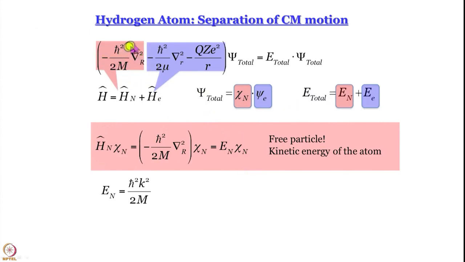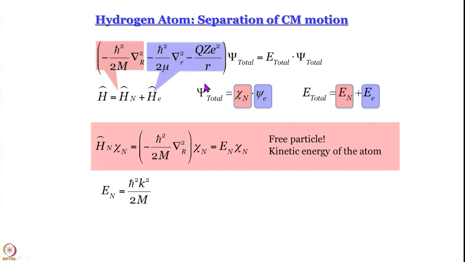The first kinetic energy term is minus h cross square divided by 2 capital M, where capital M means the mass of the atom as a whole, the total mass. And this is del R square, where capital R is the position vector of the center of mass. And then the second and third terms are in relative coordinates. The second term is for kinetic energy due to the motion of electron with respect to the nucleus. I am saying this again and again because it is important to understand this. It is not just motion of electron in free space. It is how much it moves with respect to the nucleus. How much does separation change in what kind of time?